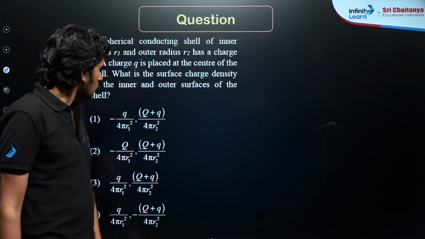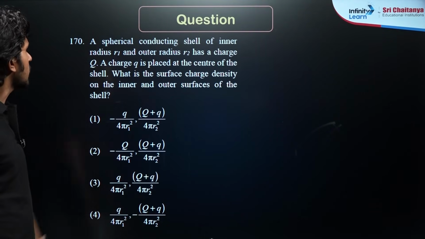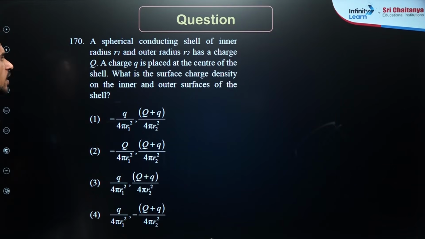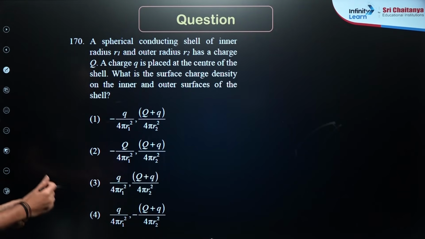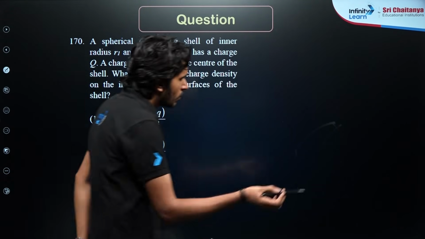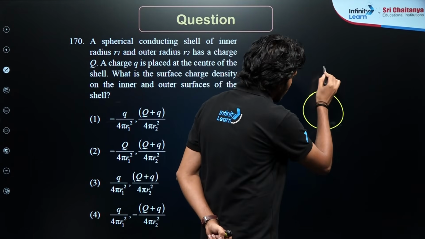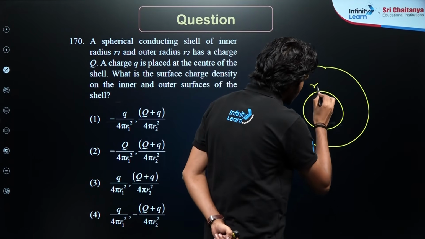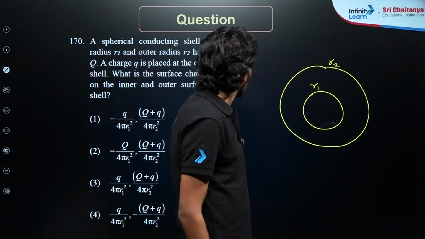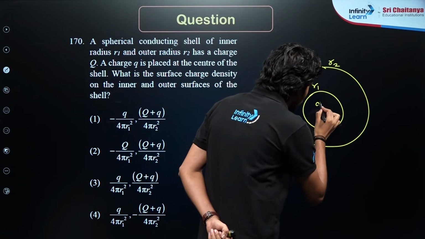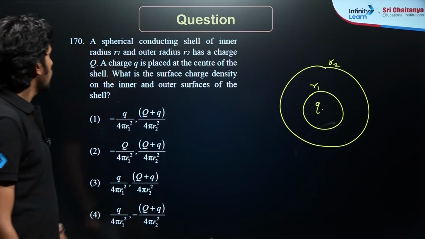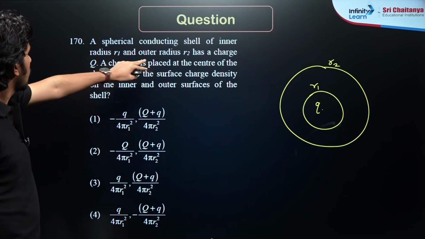Then we have a spherical conducting shell of inner radius r1 and outer radius r2 that has a charge q. A charge small q is placed at the center of the shell. What is the surface charge density on the inner and outer surface? Basically we have a shell, the inner radius of the shell is r1, the outer radius is r2. Then you put a charge q over here.